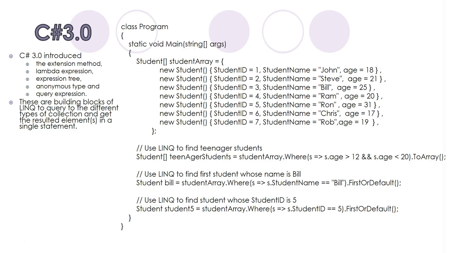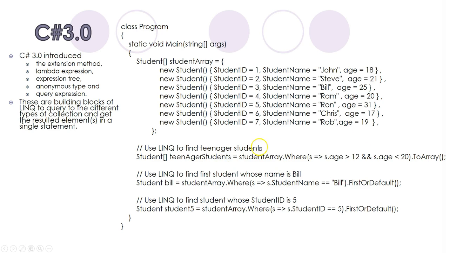And what lambda does, it is an expression that refers to an anonymous method with the left side as input to the method, so this is an input to the method, and the right side as the output. So this is the output. So we're saying that s.age is greater than 12 and s.age is less than 20 goes into s, and we have to make an array of teenager students. Similarly here, now lambda has made writing expressions easy.